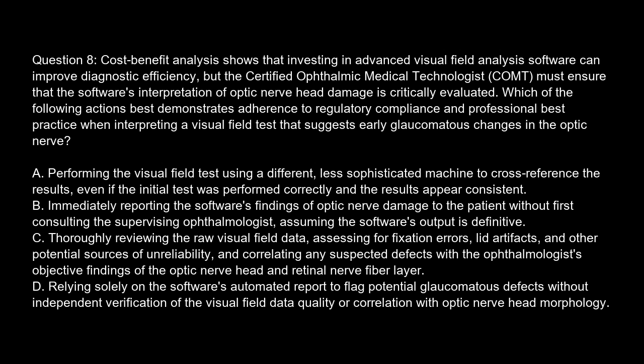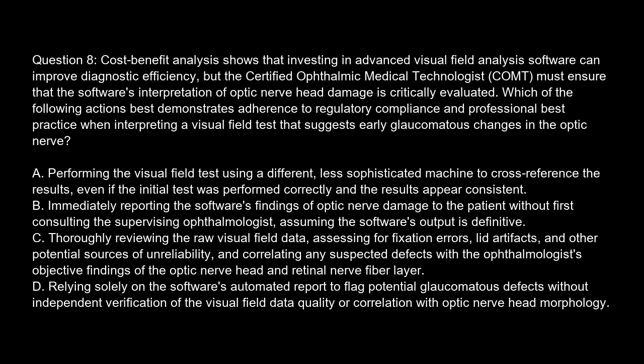Option A. Performing the visual field test using a different, less sophisticated machine to cross-reference the results, even if the initial test was performed correctly and the results appear consistent. Option B. Immediately reporting the software's findings of optic nerve damage to the patient without first consulting the supervising ophthalmologist, assuming the software's output is definitive.